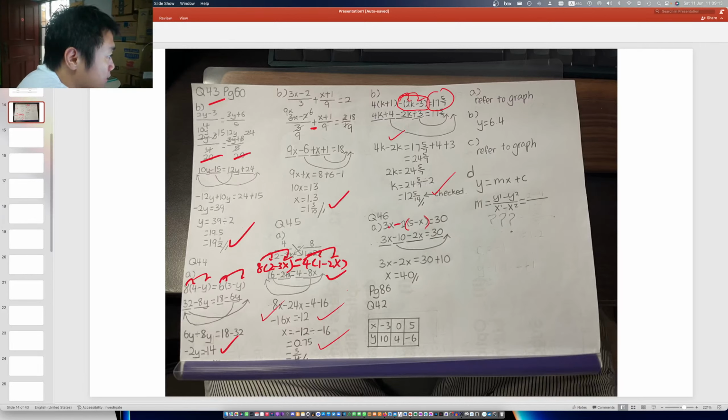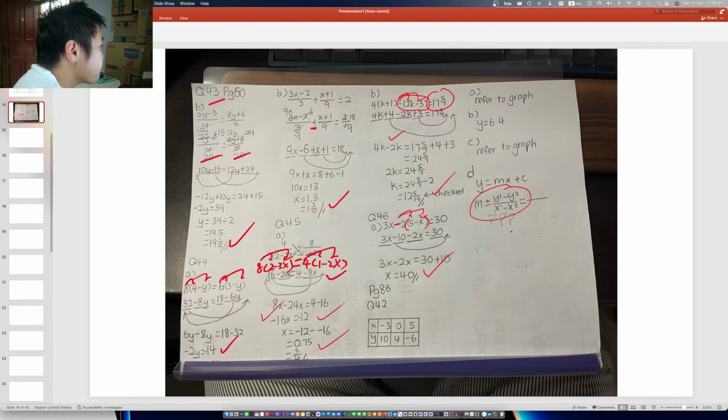Okay, then open the bracket. Then after that, move the similar terms together. Good. Okay, before I look at the question itself, what's wrong with this?